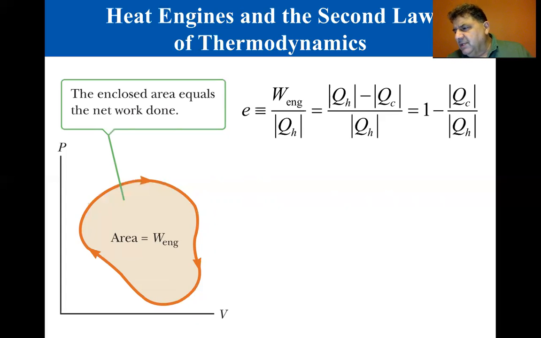This equation shows that a heat engine has 100% efficiency, that is E equals 1, only if QC equals 0, meaning no energy is expelled to the cold reservoir. In other words, a heat engine with perfect efficiency would have to use all the input energy for doing mechanical work. That is impossible, as we'll soon see.